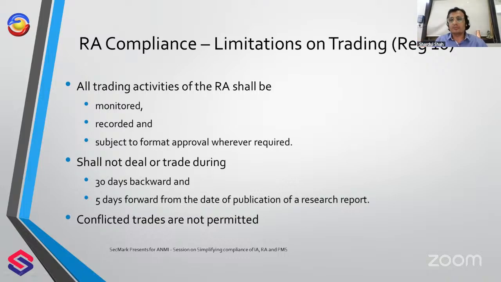Today is 4th of September. So the research analysts are not permitted to deal in the security on which they are doing the research for a period of 30 days from the date, that is, from 5th of August to 3rd of September, as well as up to the 9th of September. That is 5 days forward. So they are not permitted to trade during that cooling period of 35 days: 30 days backward, 5 days forward.